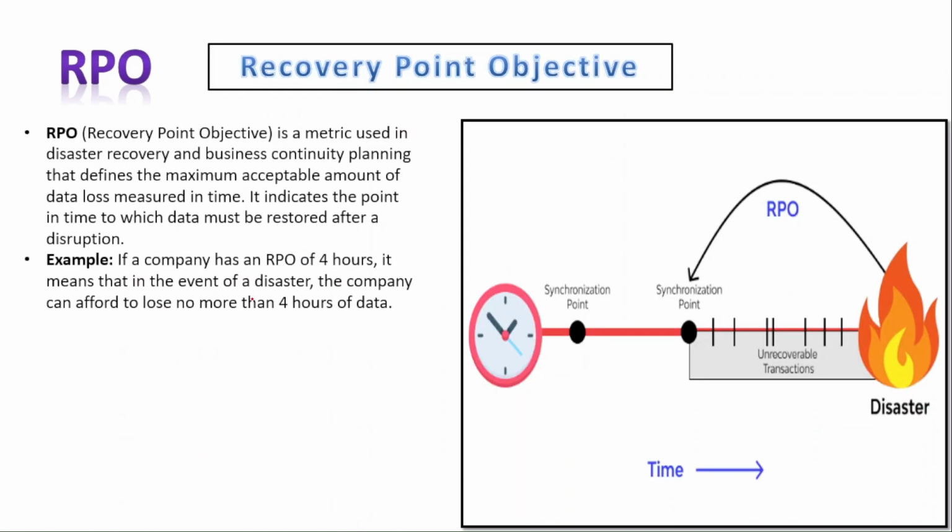RPO, that is recovery point objective. So RPO, recovery point objective, is a metric used in disaster recovery and business continuity planning that defines the maximum acceptable amount of data loss measured in time. It indicates the point in time to which data must be restored after a disruption. Example, if a company has an RPO of 4 hours, it means that in the event of a disaster, the company can afford to lose no more than 4 hours of data.